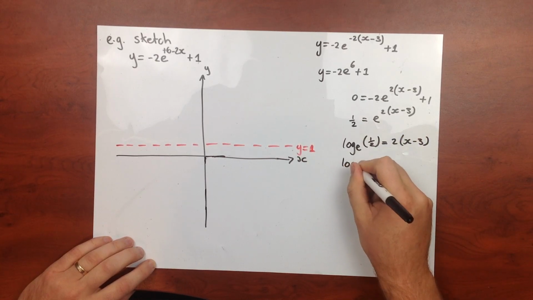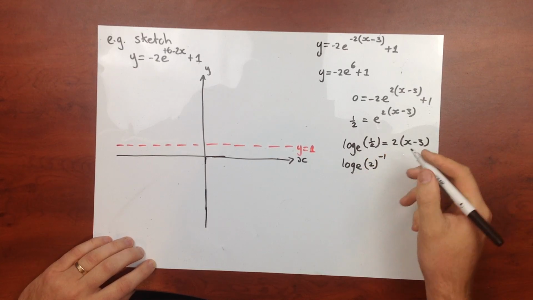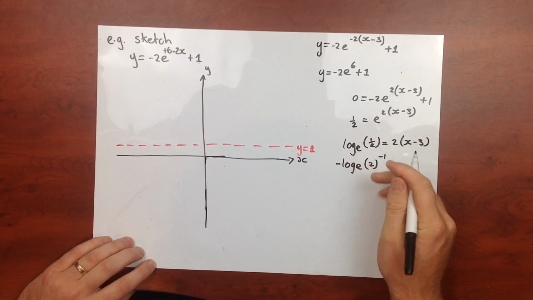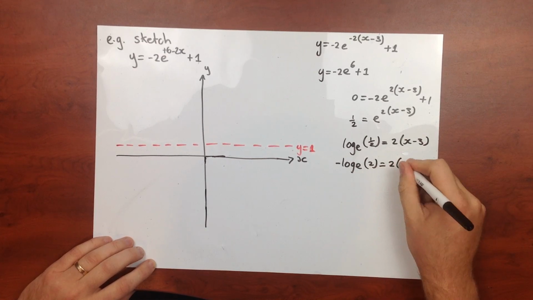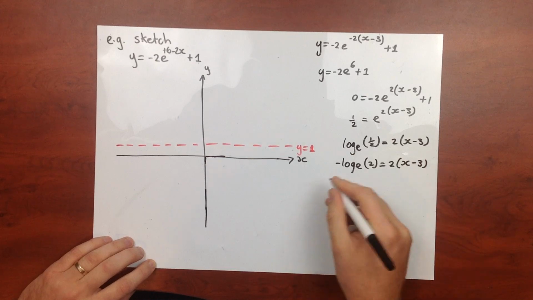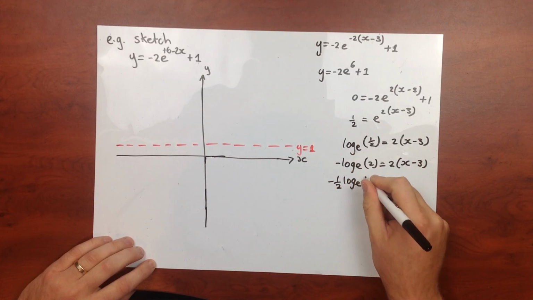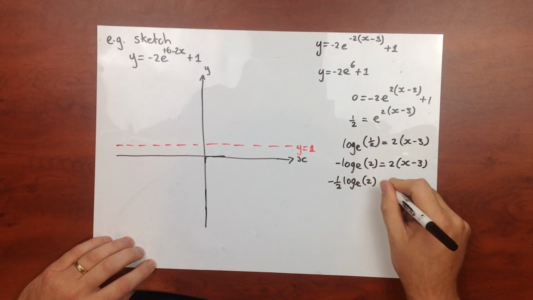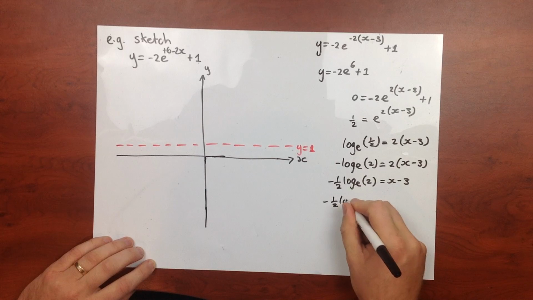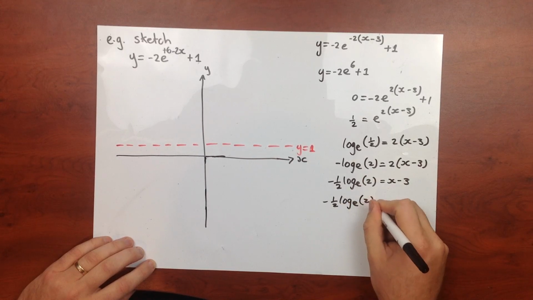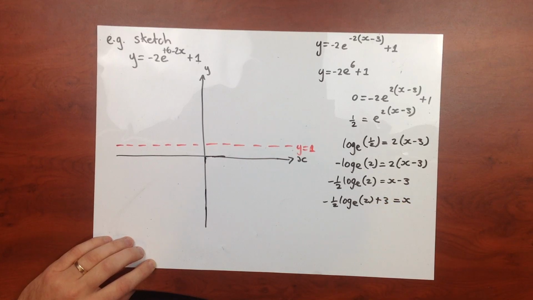And now when we think of that, it is log to the base e of 2 to the negative 1. Okay, bring our negative down here. Equals 2 times x take 3. So I divide by 2 now, and so I've got negative a half log to the base e of 2 equaling x take 3. So negative a half log to the base e of 2, plus 3, equaling x. And it's going to be a positive value.